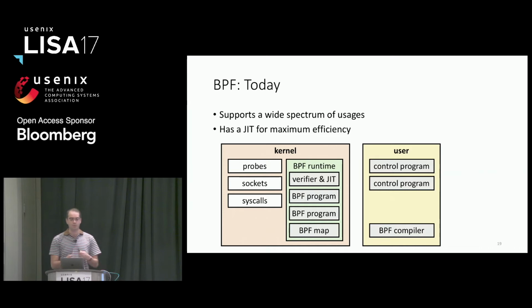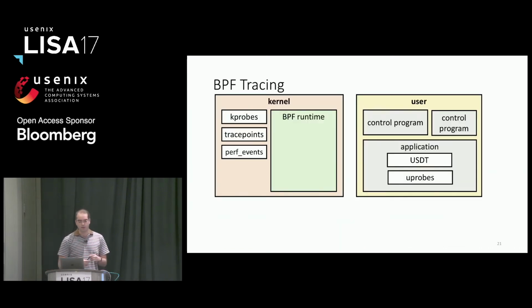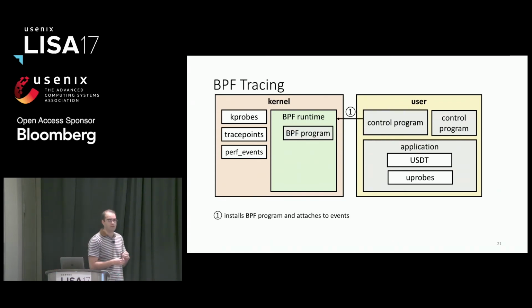So let's see how BPF works in this tracing scenario. So you have in the kernel a BPF runtime, which has been available for a while, but now it can apply to a lot more scenarios. And in user space, you have some kind of control program, a tracing program, a script. So what happens first is that your user space application installs a BPF program into the kernel. So it basically loads a bunch of BPF instructions into the kernel, and it attaches them to the events you would like to trace. So you can now use BPF programs to trace interesting performance-related events.